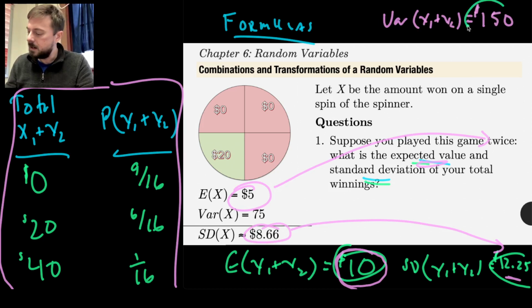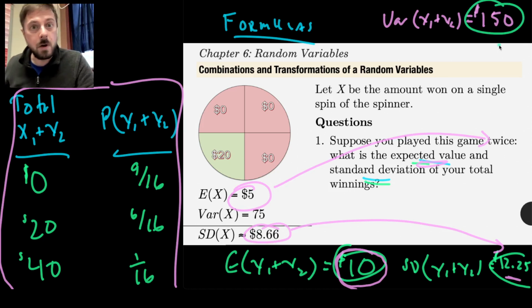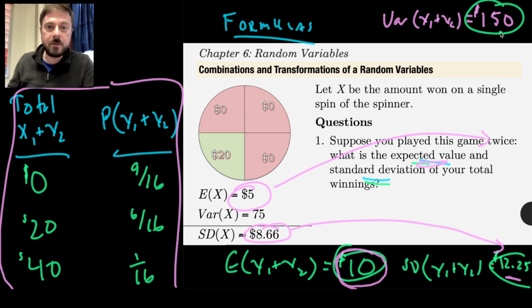Now you might say, $150, all right, that's nice. Why is that important? Do you notice something? Actually, it's not $150. What am I trying to say? It's actually $150 squared, because here we're talking about variance. Variance is in units squared. So the variance isn't $150, it's $150 squared.